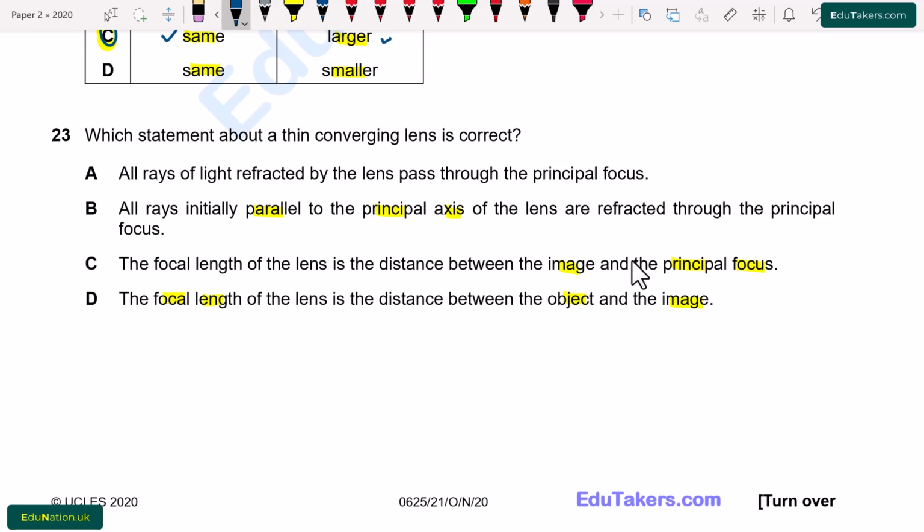So, option B is correct because all the rays that are initially parallel to the principal axis pass, after refraction by the lens, through the focus point. So, option B is correct.